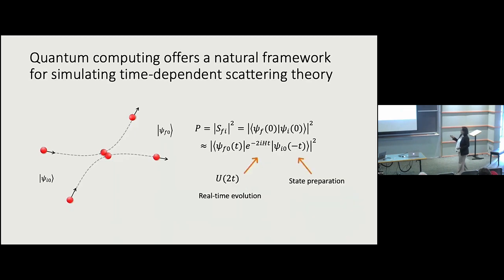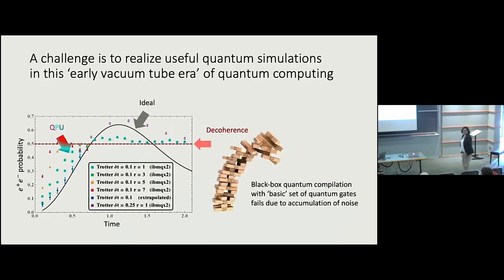So you can imagine the following algorithm, which consists in preparing your quantum system in the asymptotic initial state, make it evolve in real time with the Hamiltonian system, and then looking at the occupation probability of the asymptotic final state. So to do a scattering simulation, there are two main components: real-time evolution and state preparation. Okay. However, there is always a but.